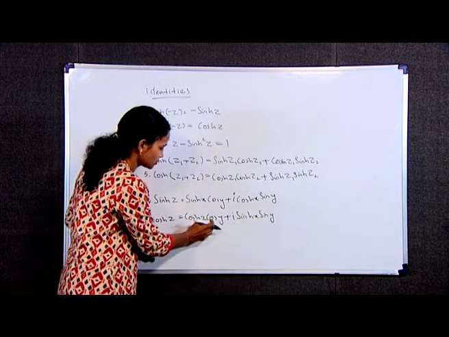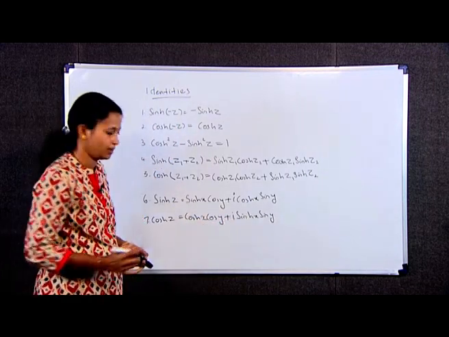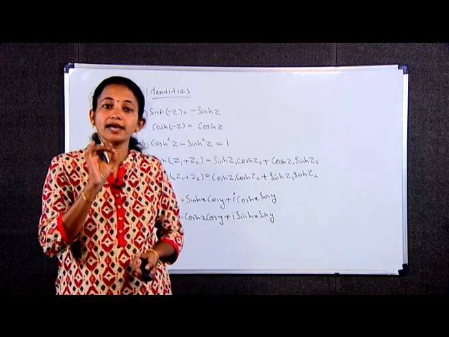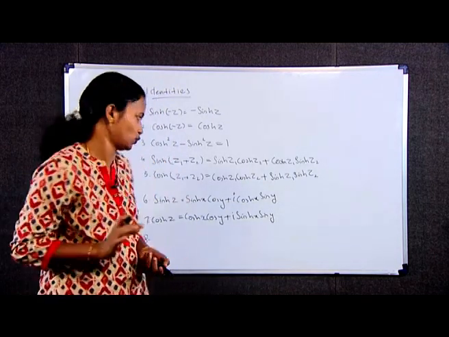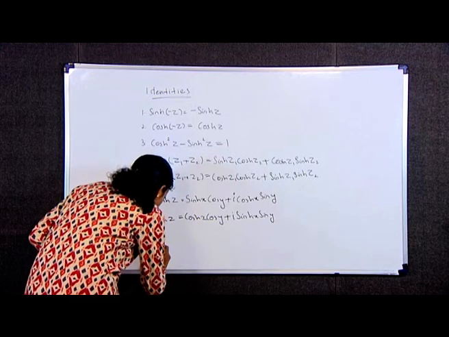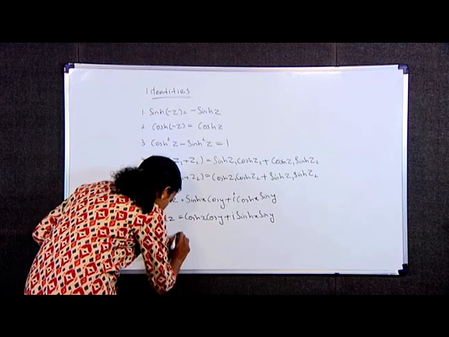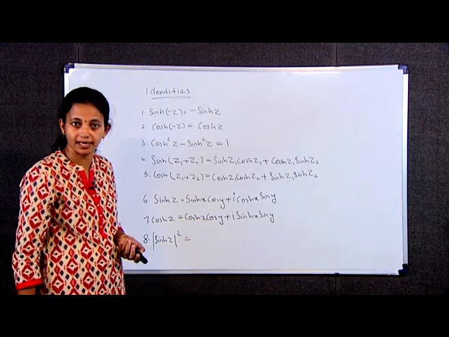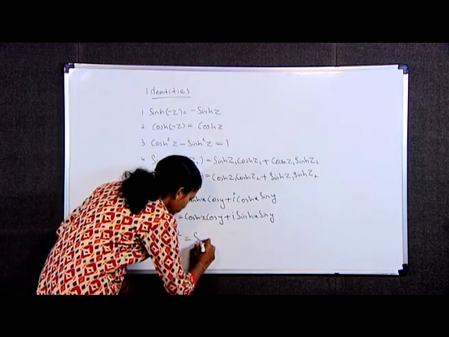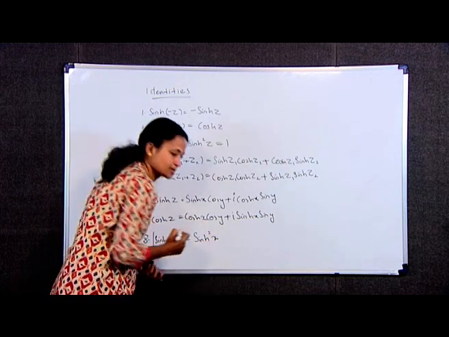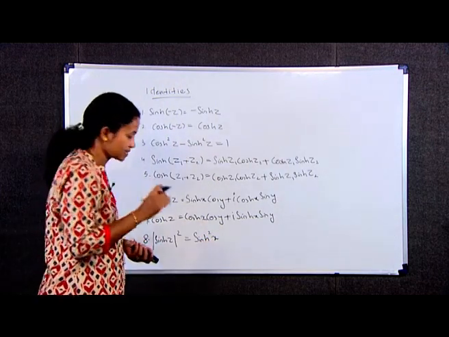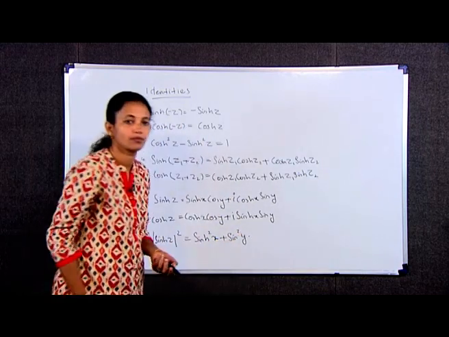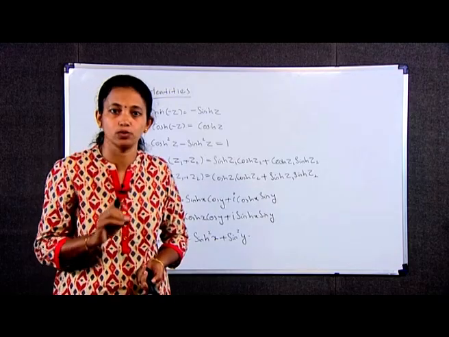Here we have cos terms only, here we have sin terms only. Eighth identity: modulus of sinh z whole raised to 2, that is modulus of sinh z whole square. This I can write as sinh square x plus sin square y.